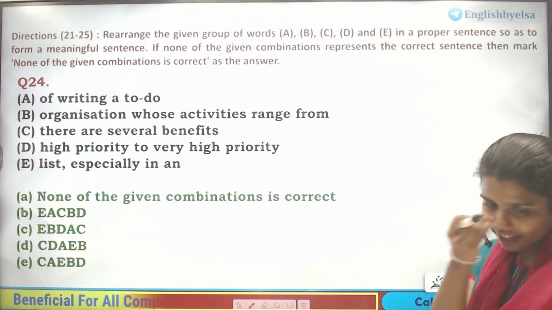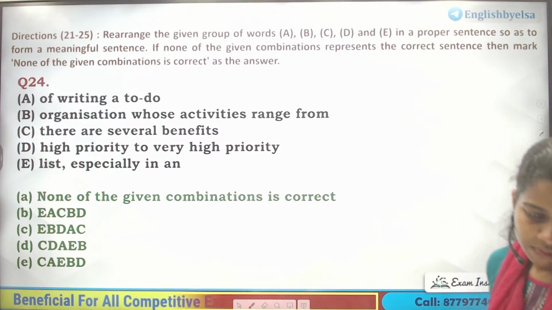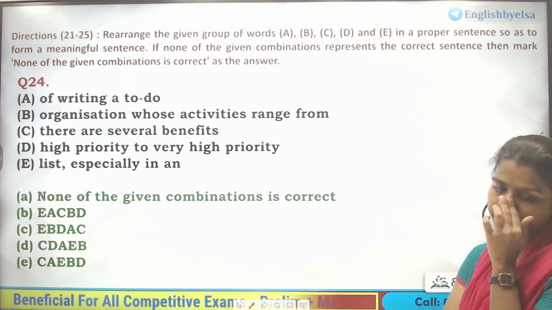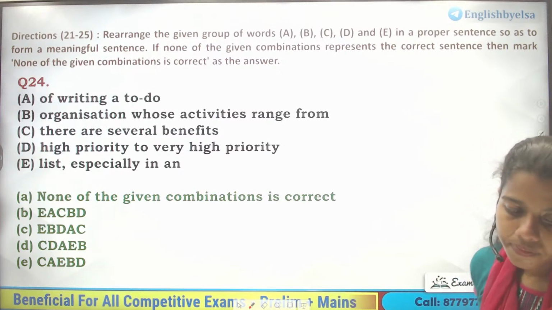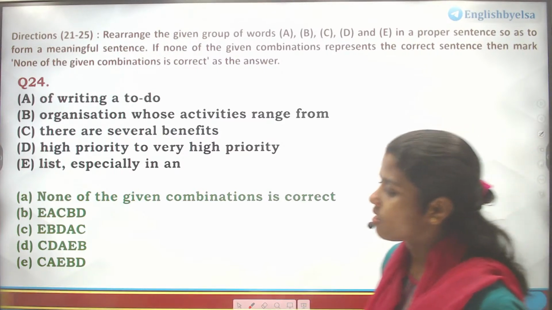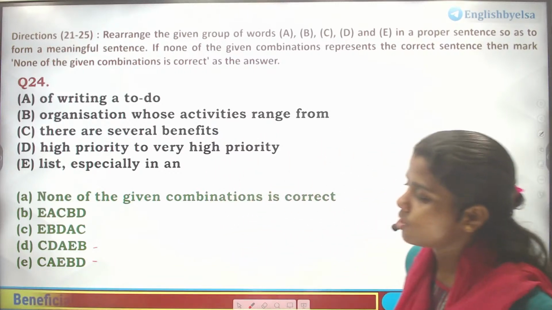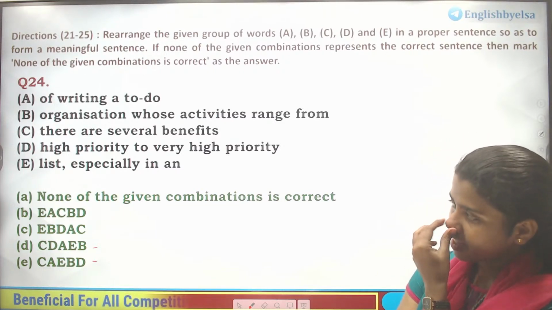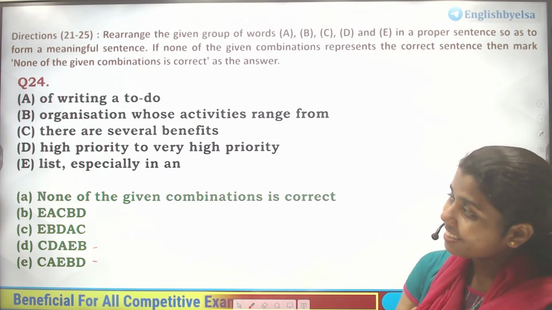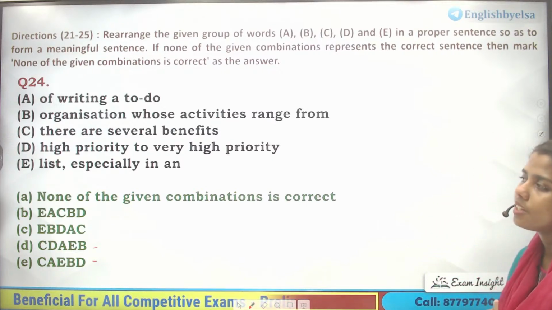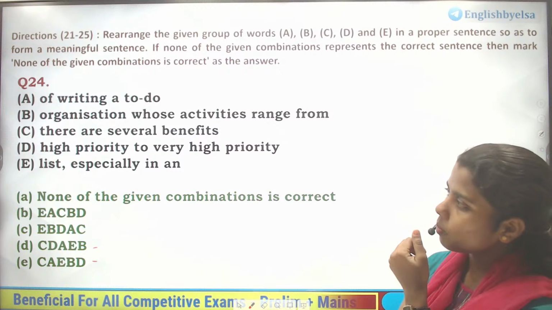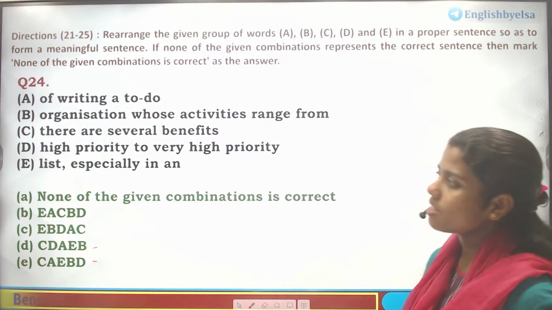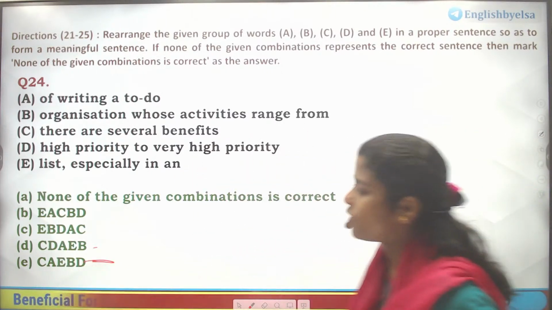"List, especially in an", "there are several benefits." According to me, C should be the first part. Out of these two options, check for it. "There are several benefits." "List, especially" doesn't make sense after C, D. C should be followed by A. Yes, there are several benefits of writing a to-do. Okay, that means C then A. This option should be checked.